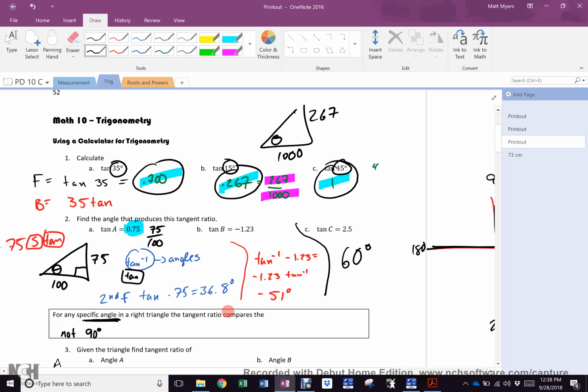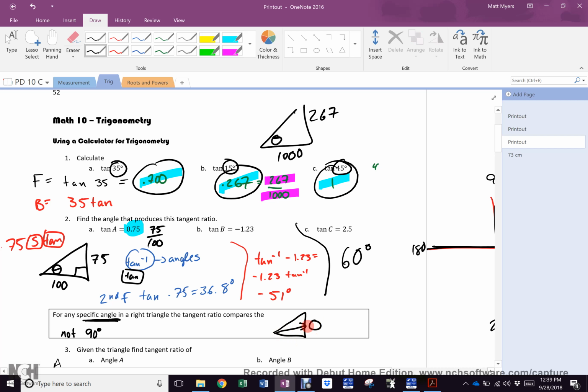The tangent ratio compares the what? The way we drew it was this, right? The vertical over the horizontal. Agreed? Everybody agree? Okay. What happens, though, if I turn the triangle? Does vertical and horizontal work? If I turn the triangle, vertical and horizontal don't work, do they? So I have to have words that work all the time. You know one of those words. What does it mean to go across a triangle? Opposite.